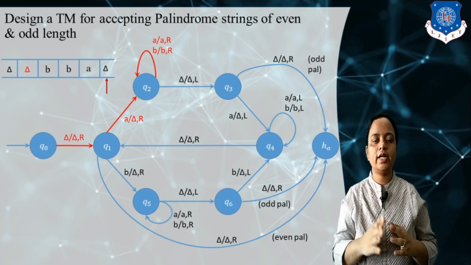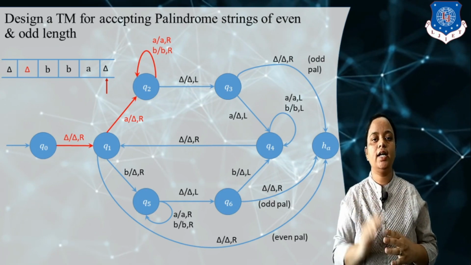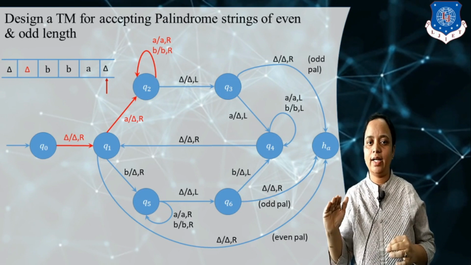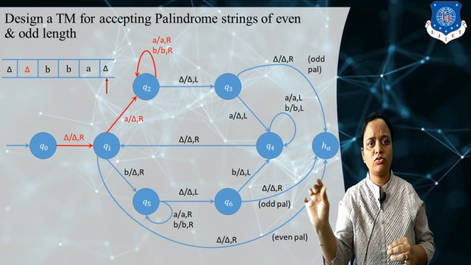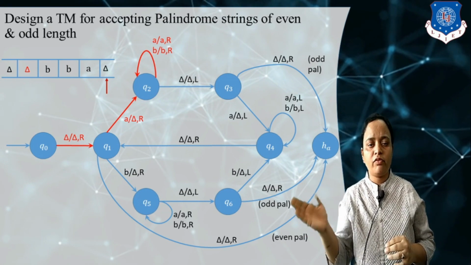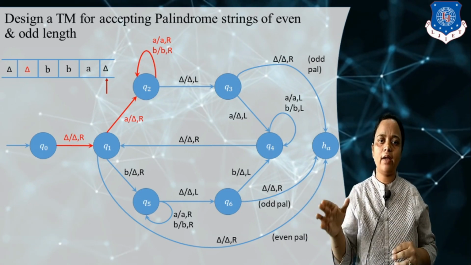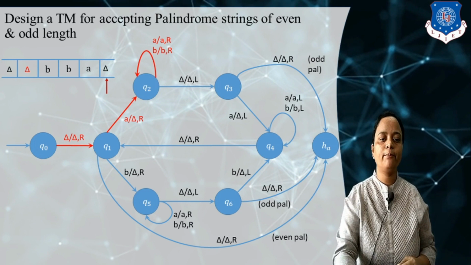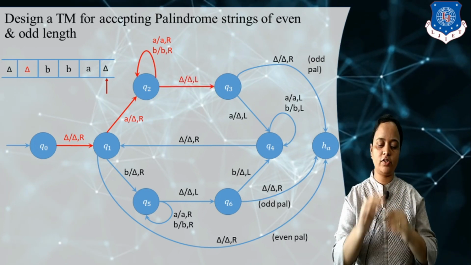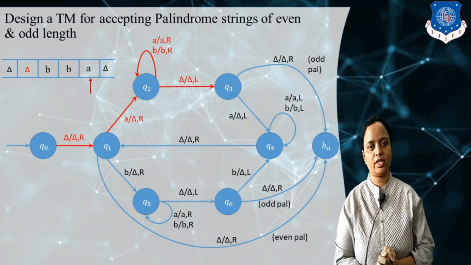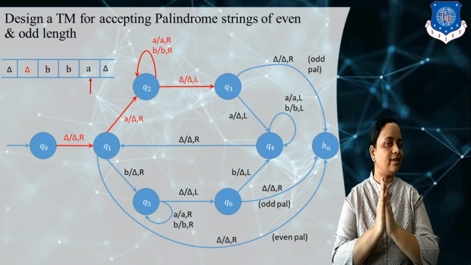Q2 state says that if it is delta, delta is replaced by delta. We do not need to change that symbol. What we are going to do is just move my tape head to the left side. So here delta is replaced by delta and we move to the left side. Now this is my rightmost symbol.